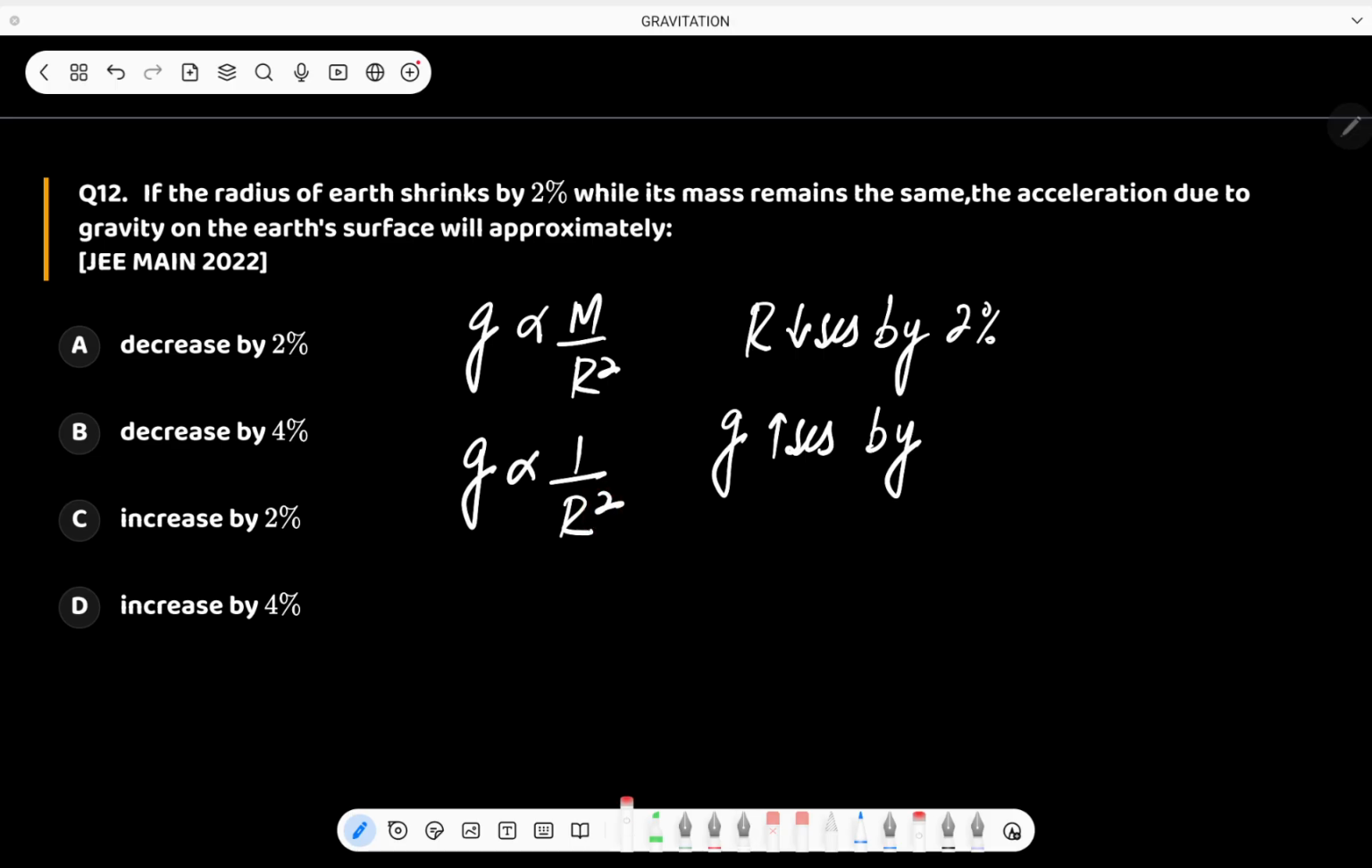That is 2. So simply, acceleration due to gravity will increase by 2, the power of this r, into 2%. 2 into 2 is 4%. But this is applicable only for small percentages, which means that acceleration due to gravity increases by 4%. So this is the answer to this question.